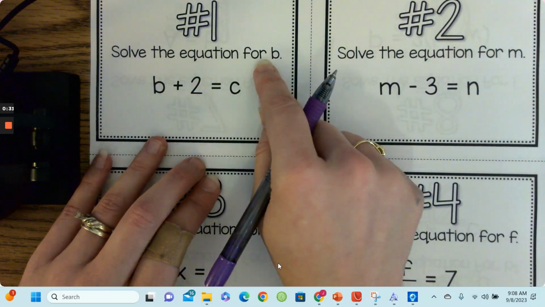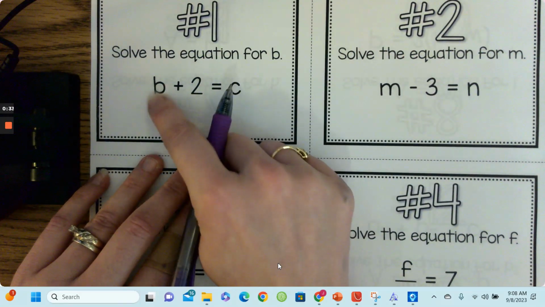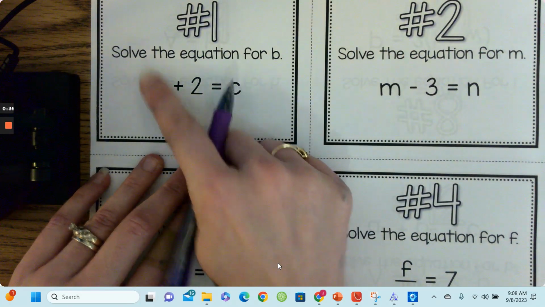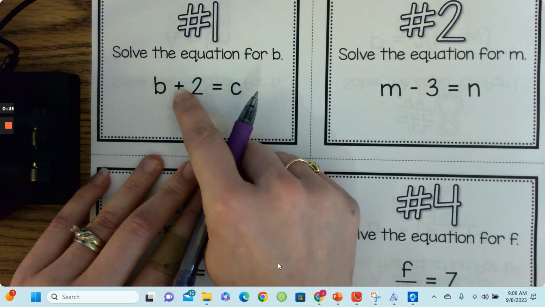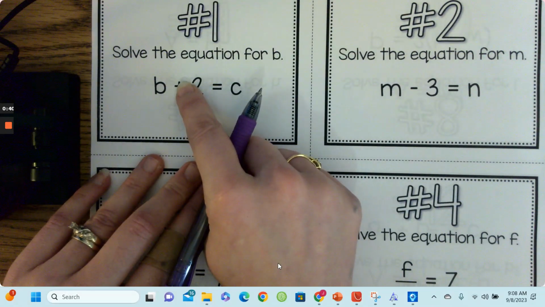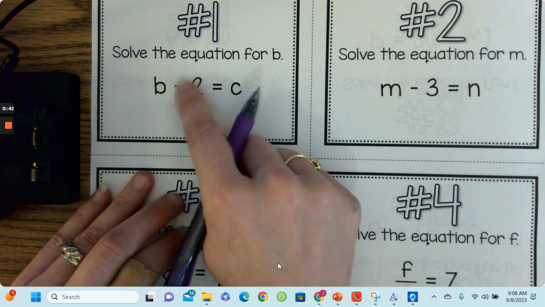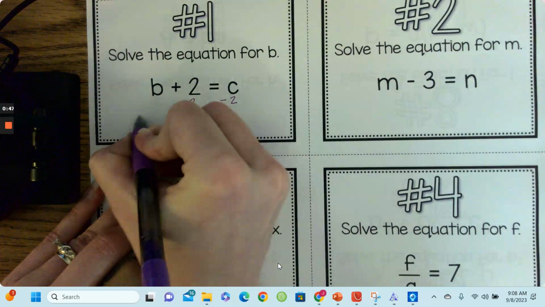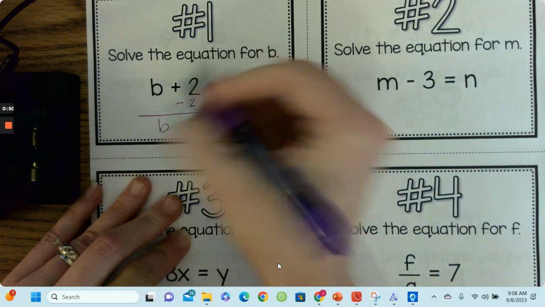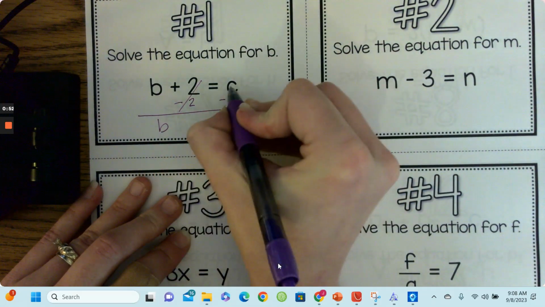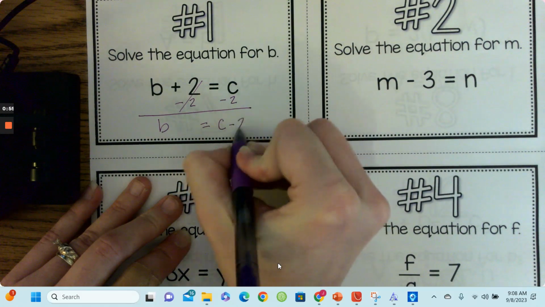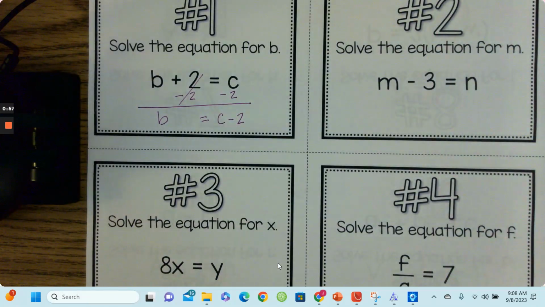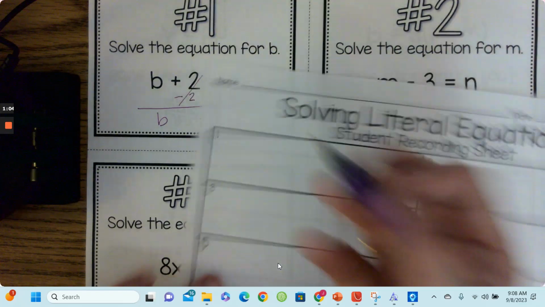This one says solve for b. That means you want to move everything away from this b. So I want just this b on this side. So all that's attached to it is this positive 2, and the same rules apply. If it's positive, we do the opposite. So we would subtract 2 from both sides. I'd be left with a b. And then c minus 2, I just write it together. If there's no like terms to combine, you just put them in a row. And so that's what we're doing today.